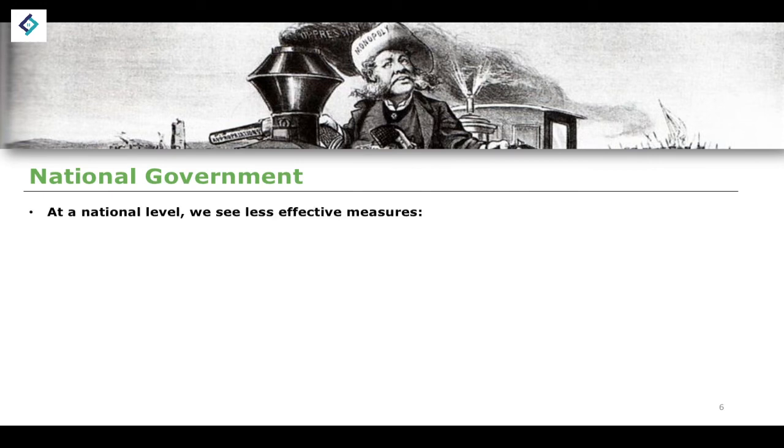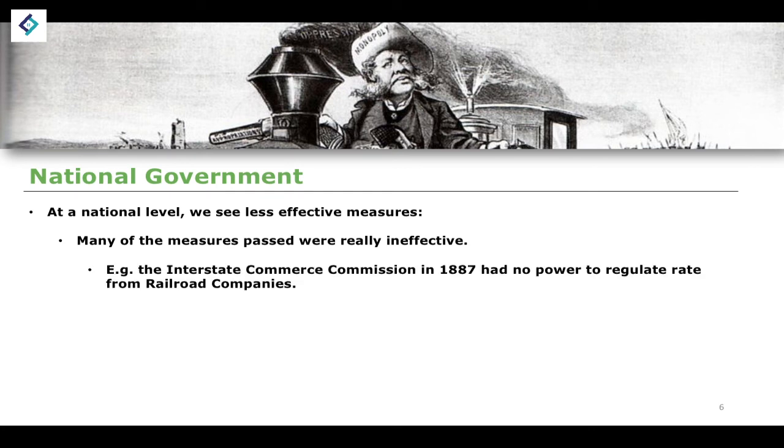At the national level, we see less effective measures being implemented, mainly because of the size, scale, and monetary effectiveness that these businesses had at this national level, but also because of the fact that there was less of an impact that you would have as an individual at the national level. Many of the measures that were passed were relatively ineffective. For example, the Interstate Commerce Commission, which was hailed initially as the attack on the railroad monopolies of 1887, had no power to regulate rates from railroad companies, or not particularly great, so it meant that this was a workaround that the railroad companies were able to utilize.